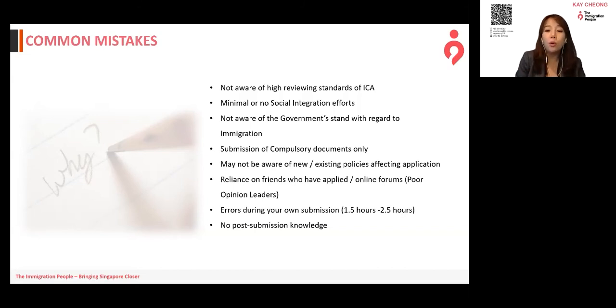Now, the next one is no post-submission knowledge. A lot of people think after submission, all I need to do is just sit back, relax, and pray, okay? Not true, because there are things that you still have to update ICA on, certain profile changes. They would like to know. It shows your keenness in your application as well, right? Examples will be job change, promotion, increments, okay? So you're supposed to update ICA, okay?